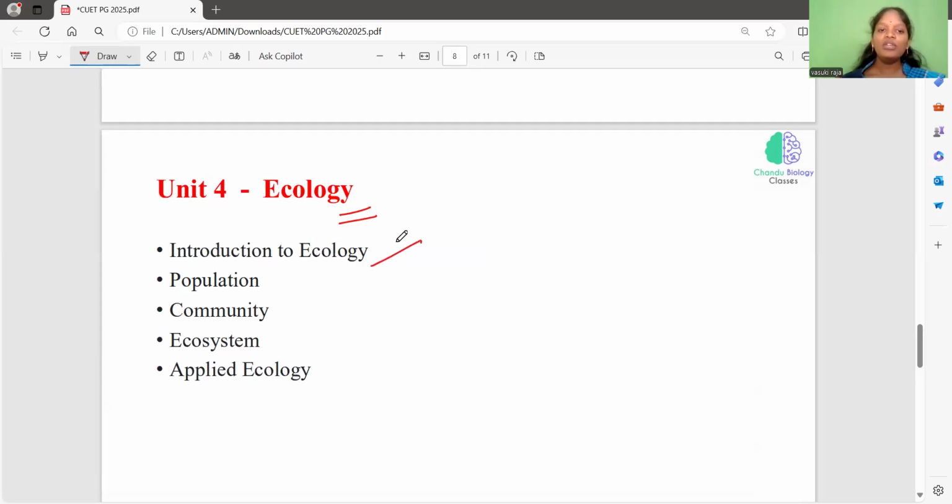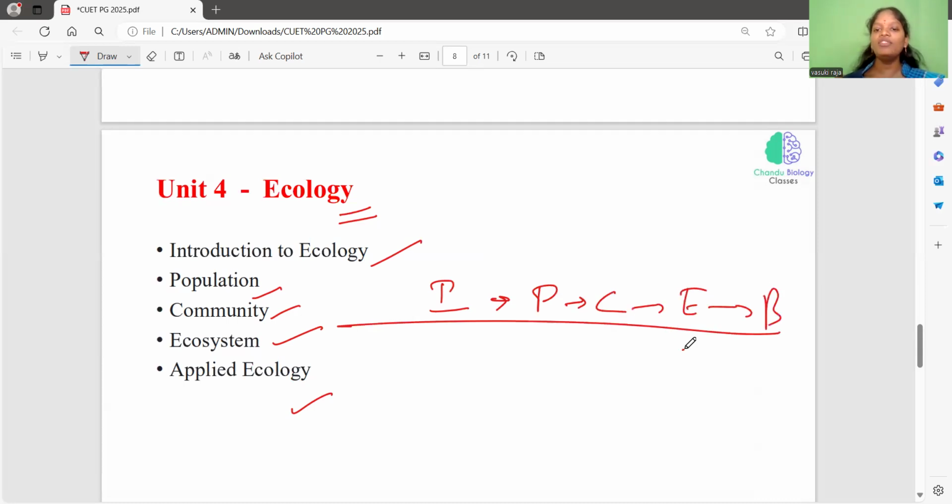We have to read about ecology, population, community, ecosystem, and applied ecology. We have to start from the individual and go on to population, community, ecosystem, biosphere. Okay, if we cover all these things, the entire ecology will be covered.